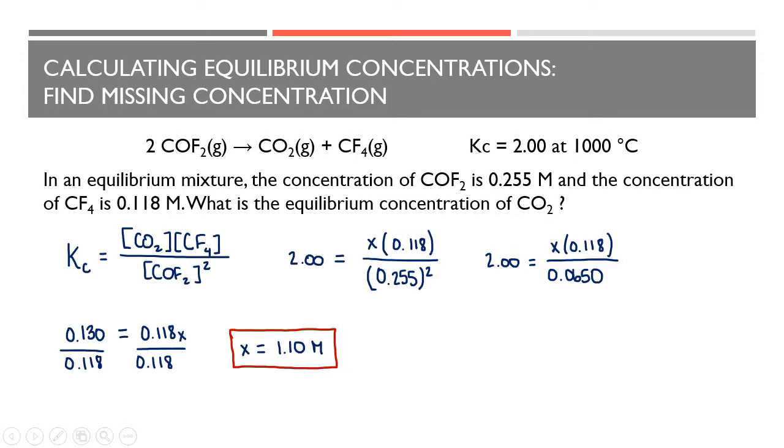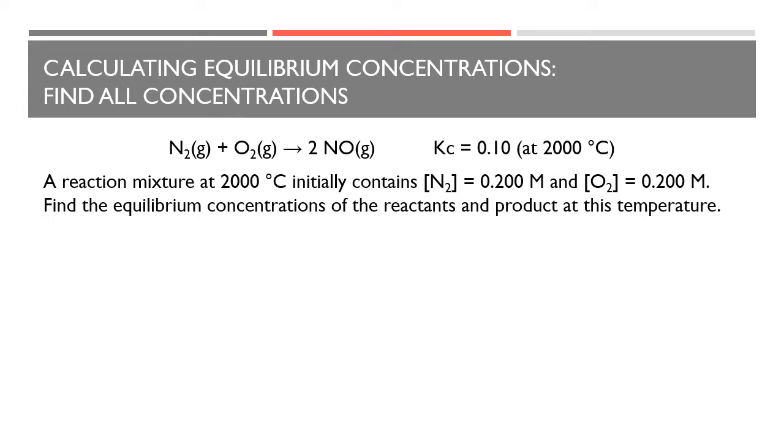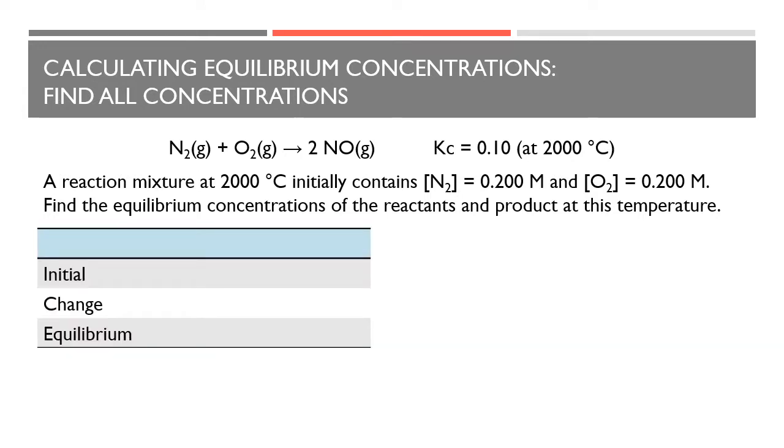So this is the process that I use when I'm given the equilibrium constant and then the equilibrium concentrations of everything else except one missing concentration. Now, what if I'm given the equilibrium constant and initial concentrations? The way that I go about doing these is I have to set up an ICE table or an ICE box. So a reaction mixture at 2000 degrees Celsius initially contains some nitrogen, 0.200 molar nitrogen, and 0.200 molar oxygen.